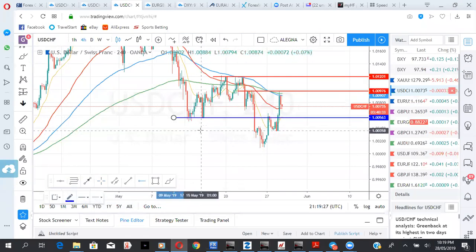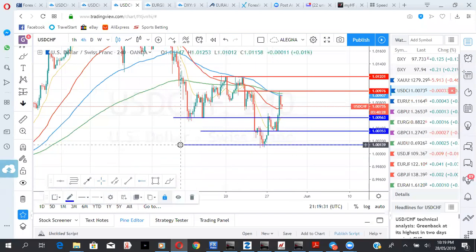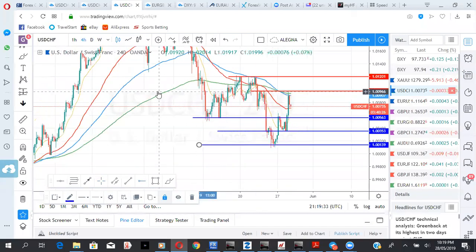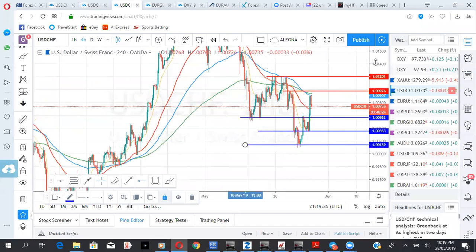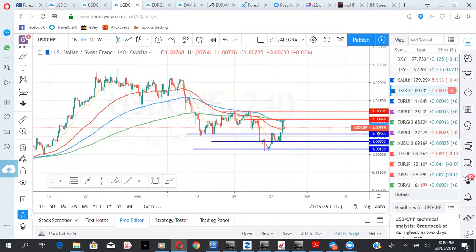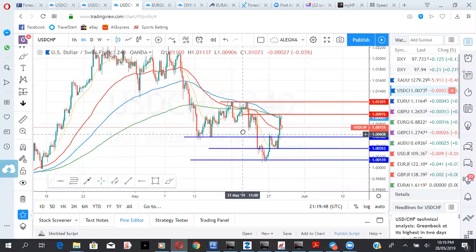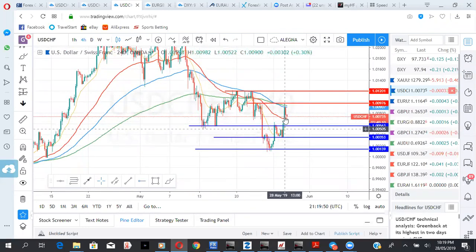Second level of support coming in here, while the third level of support is coming in here. So that's the scenario we have on the USDCHF. But now price is trying to make a move higher.